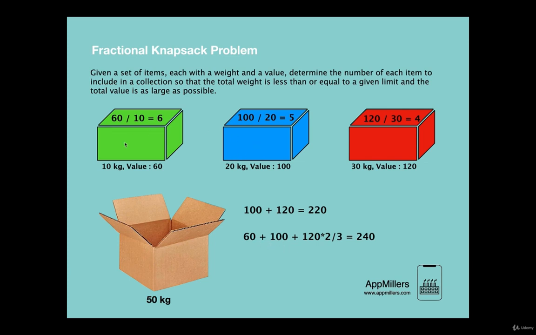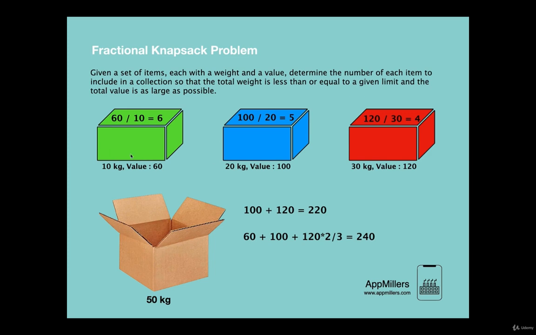Now if we take blue and green, the weight becomes 30 kilograms, because 10 plus 20 is 30. So here 20 kilograms are left to fill the knapsack. So we are taking 20 kilograms from the red one. If we take 20 kilograms, we have to multiply 20 with 4, so it becomes 80. So the total result becomes 240. Hopefully everything is clear about this example. I hope you have understood the logic behind the fractional knapsack problem.